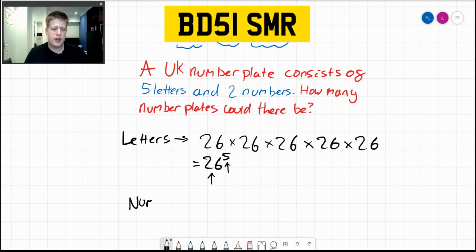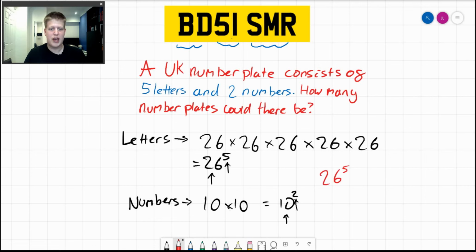The numbers is very similar. There are 10 single-digit numbers, 0 through 9, and so there are 10 options for the first number and 10 options for the second number. So that is 10 squared, because there are 10 options for the numbers and we want to pick 2 of them. The final part of this question is combining these 2 together, because there are 26 to the power of 5 ways to pick the letters, and we need to multiply that with the 10 to the power of 2 ways of picking the numbers, because any combination of letters can go with any combination of numbers, so you need to put them all together.